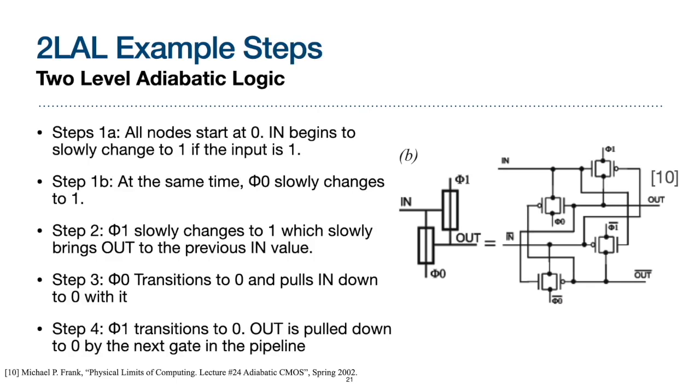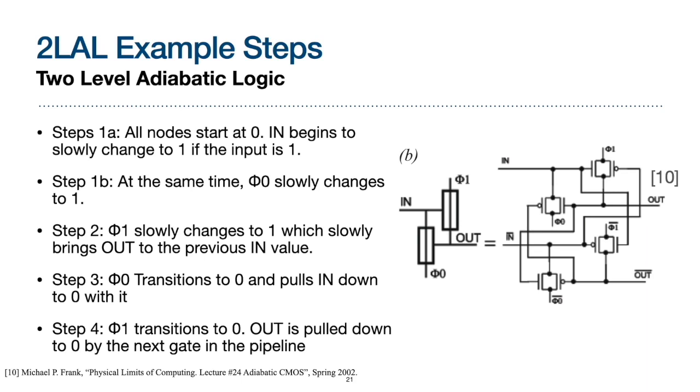To help explain how this circuit works a little bit better, we're going to go through it step by step. So for step 1, there are two parts. In part A, all the nodes start out at 0. IN, the input, begins to slowly change to 1 if the input is supposed to be 1. And in part B, at the same time, phi0 slowly changes to 1.